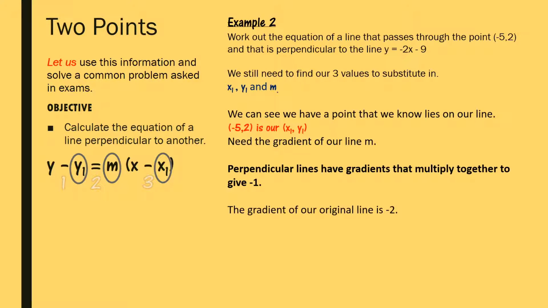And with that in mind, we can see that the gradient of our original line, or the coefficient of x, is minus 2. So we can do our minus 2 times our perpendicular gradient that we're trying to find is equal to minus 1. If I divide across by the minus 2, I'll get minus 1 divided by minus 2, and the minus simplifies down to give us a plus. And we get our perpendicular gradient to be a half.